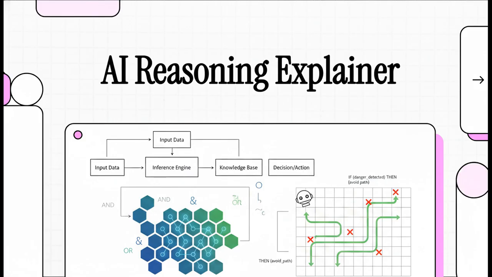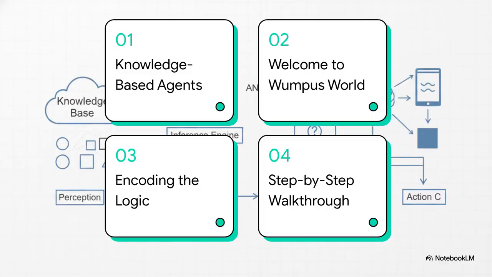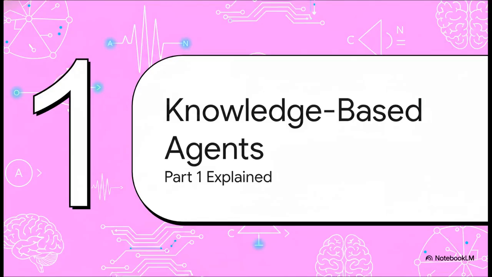Well, by the end of our time together today, you are going to understand the exact textbook mechanics of artificial reasoning. Here's our roadmap for the journey. First, we'll cover knowledge-based agents. Second, welcome to Wumpus World. Third, we'll look at encoding the logic. And finally, we'll do a step-by-step walkthrough. Okay, let's dive straight into part one, knowledge-based agents explained.